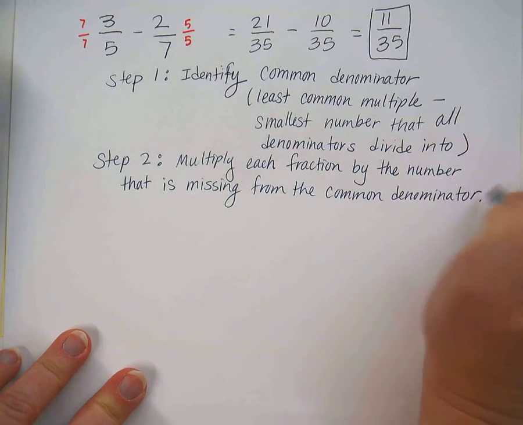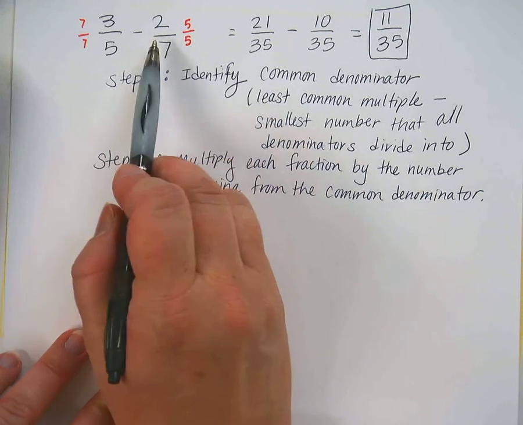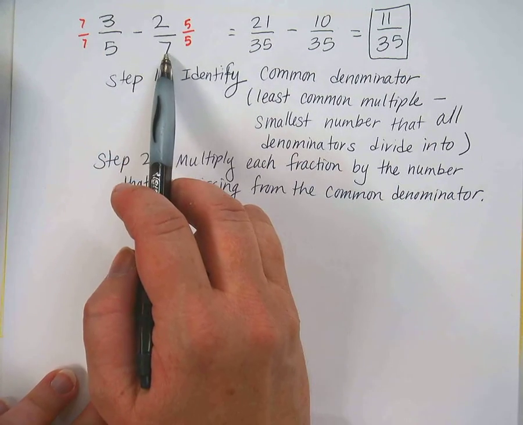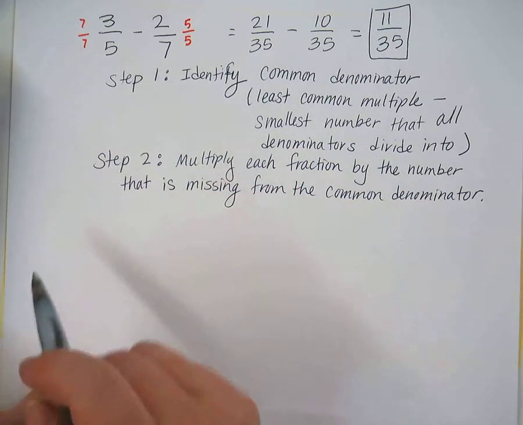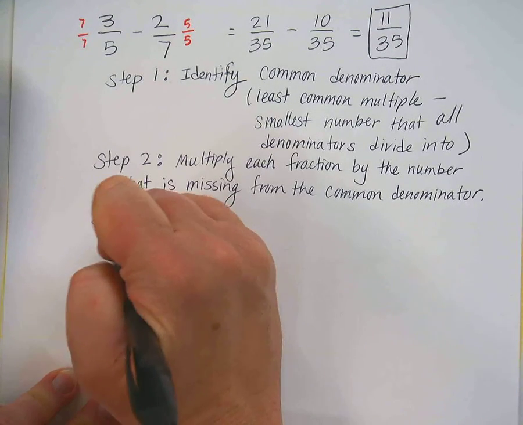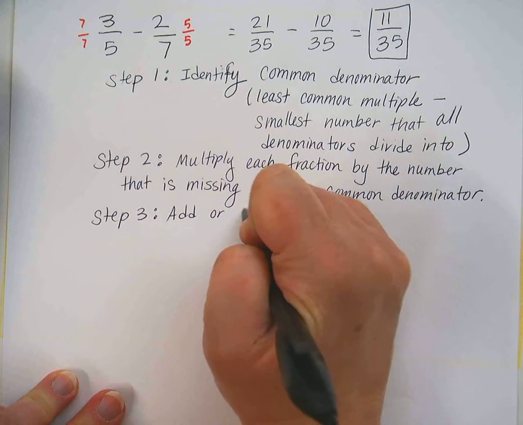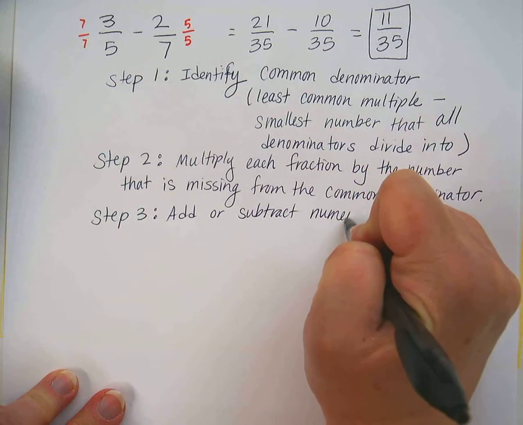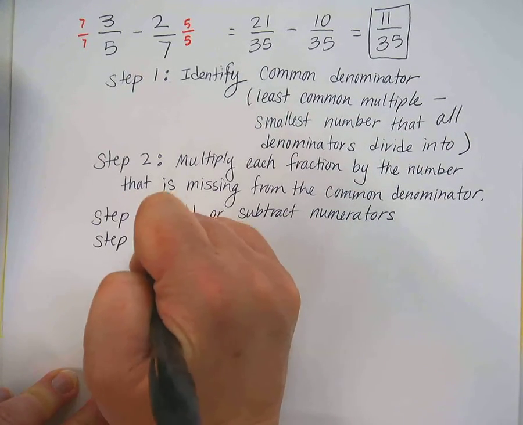So, for example, in the problem we just did, it had a 5 when we found out the common denominator was 35. That meant it was missing 7. So we multiplied by 7. This one had a 7, but the common denominator was 35, which meant it was missing 5. So we multiplied by 5, right? Okay. Step 3, you have your common denominators, so you just add or subtract the numerators. We kind of already said that. Just combine like terms. And then step 4 is reduce if needed.